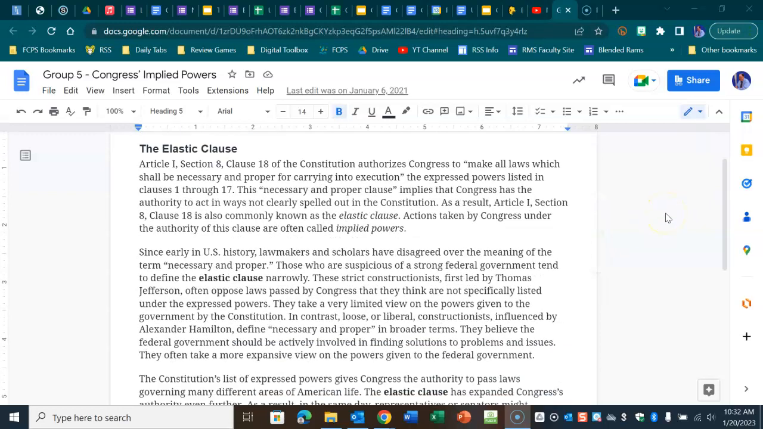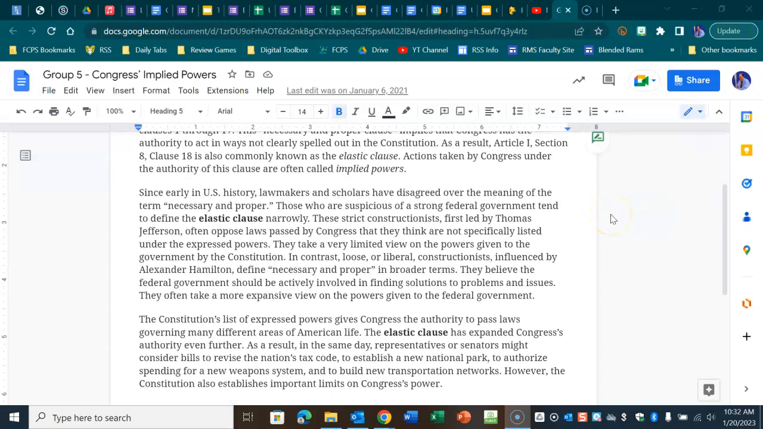The Elastic Clause. Article 1, Section 8, Clause 18 of the Constitution authorizes Congress to make all laws which shall be necessary and proper for carrying into execution the express powers listed in Clauses 1 through 17. This necessary and proper clause implies that Congress has the authority to act in ways not clearly spelled out in the Constitution. As a result, Article 1, Section 8, Clause 18 is also commonly known as the Elastic Clause. Actions taken by Congress under the authority of this clause are often called implied powers.